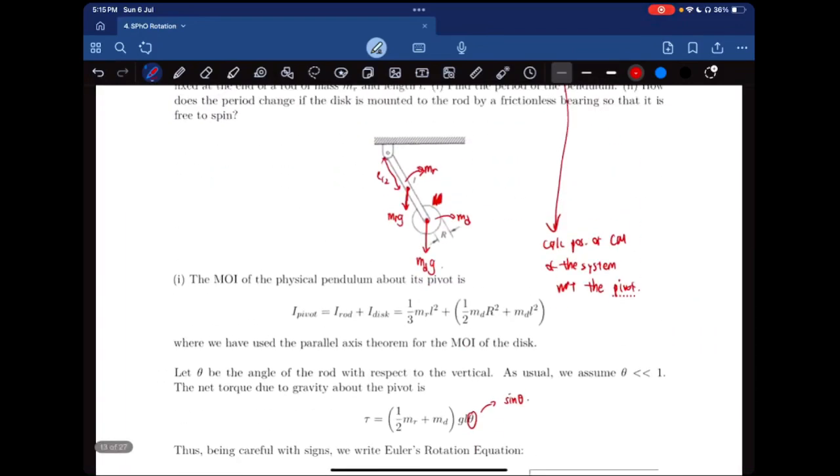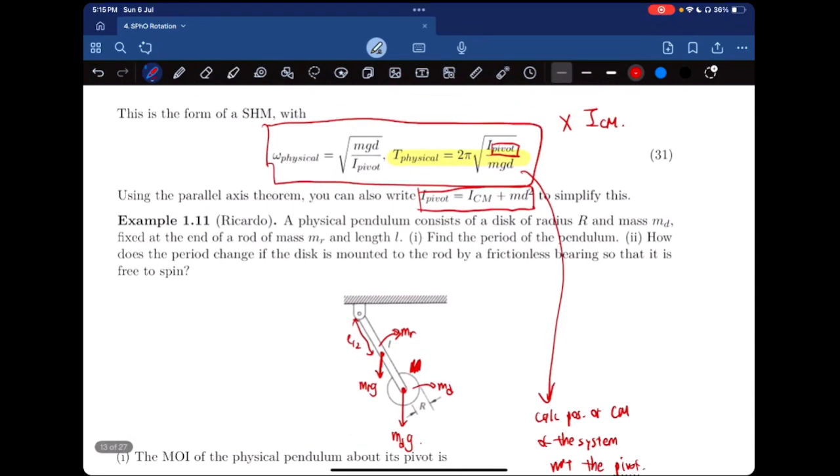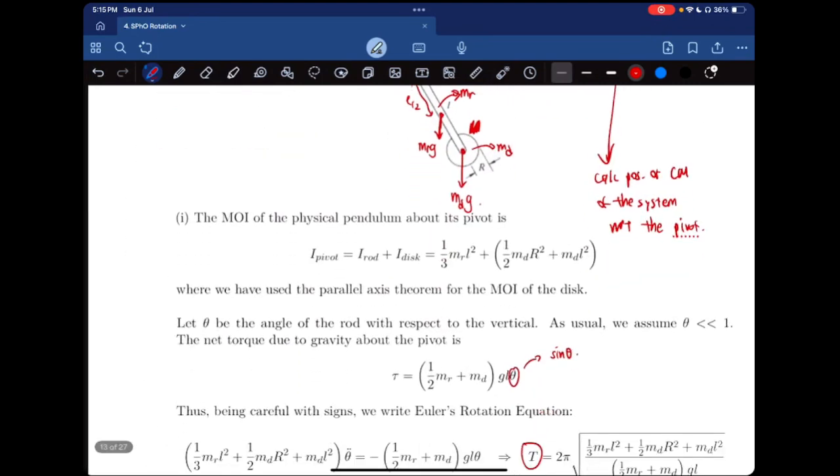So now we have a part 2 here. In part 2, you're asked how the period changes if the disk is mounted to the rod by a frictionless bearing so that now it's free to spin. So previously it was not, which means that the whole thing moved as one rigid body, right? But now the disk is free to spin about its own axis. So what does this mean?